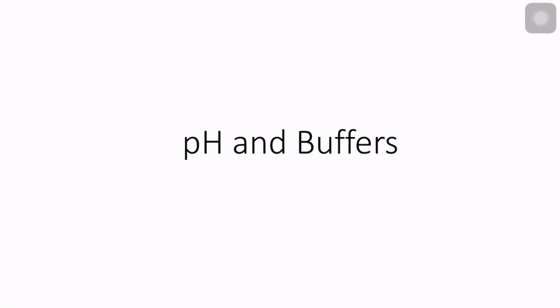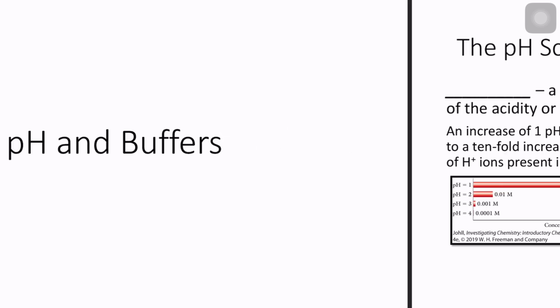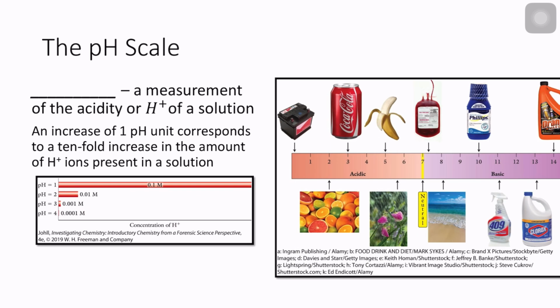In this video, we are going to talk about pH and buffers. pH, you can kind of think of it as parts hydrogen. It is a measurement of how much acid is in your solution or your substance. And we look at that in terms of the concentration of hydrogen ion. Now, an increase in one pH unit is going to correspond to a tenfold increase in the amount of hydrogen ions present.